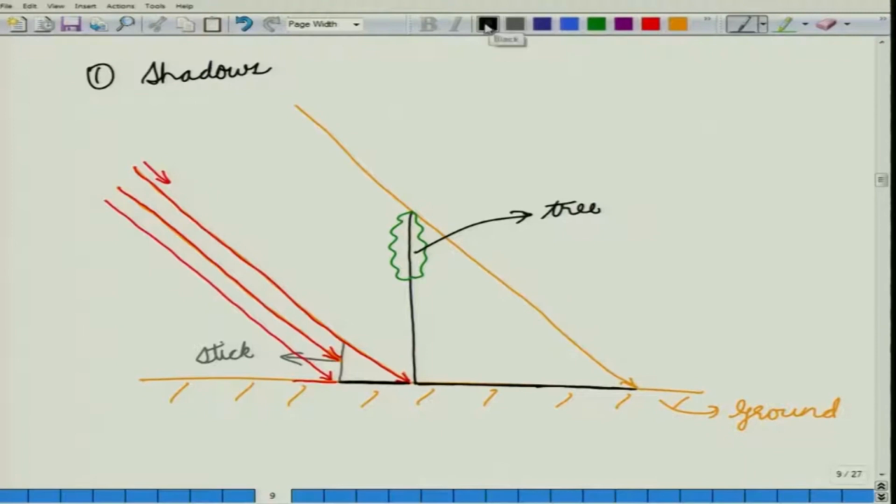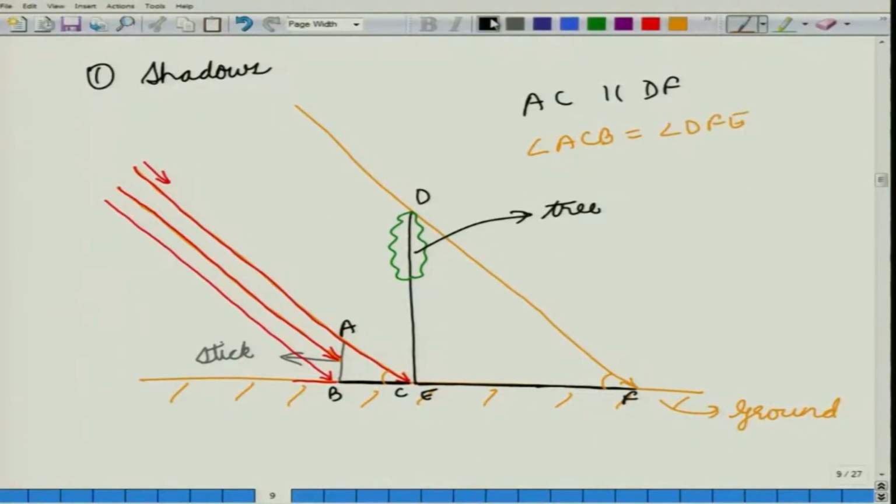Now, let us consider these two triangles. We have triangle ABC and triangle DEF. Because the rays of light AC and DF are parallel, we can say that these two angles are equal, because these are two parallel rays of light that have been intercepted by the ground. So, the angle subtended by these two rays to the ground would be the same. So, we can say that angle ACB is equal to angle DFE.